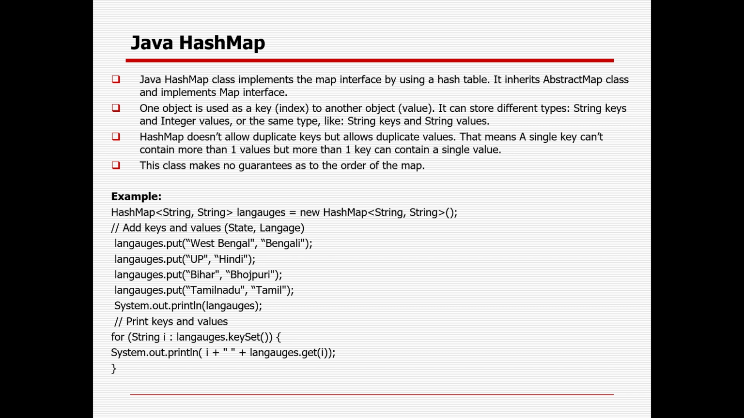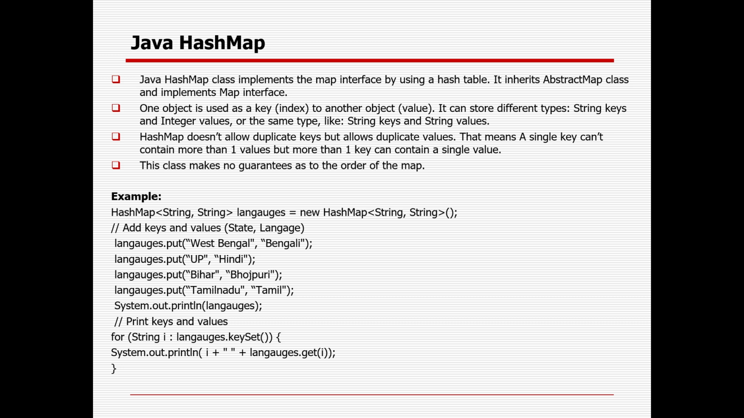So let's try to do it with some real-time example, just like a telephone directory. Here, a hash map needs two dimensions. It can be an integer-string combination, a string-integer combination, and so on. The best example of a string combination is a particular state and the language of every state, or a country name and its capital.